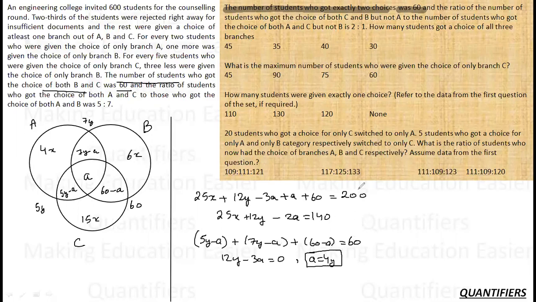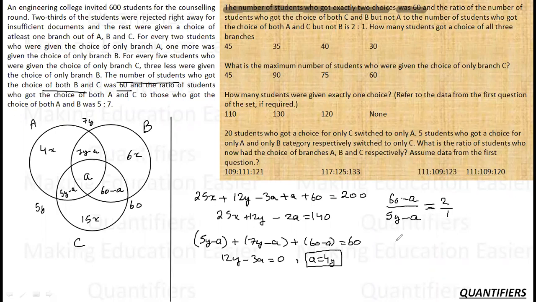Okay. What else? The number of students who got the choice of both C and B but not A. So both C and B but not A. So we are talking about this. And both A and C but not B. Both A and C but not B. So we are talking about this. The ratio of these two is 2 is to 1. So 60 minus a upon 5y minus a is 2 upon 1. This is given to me.